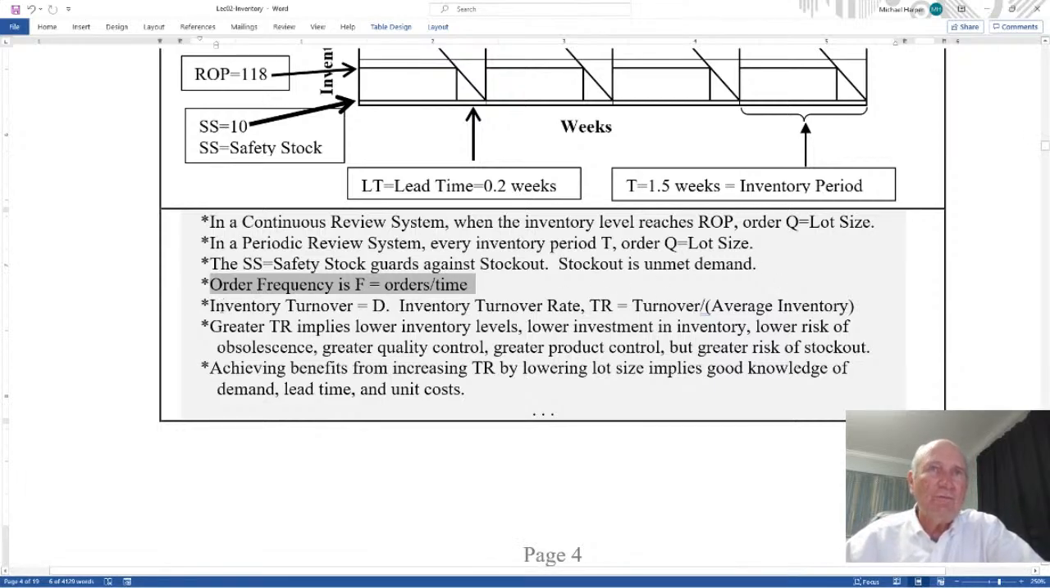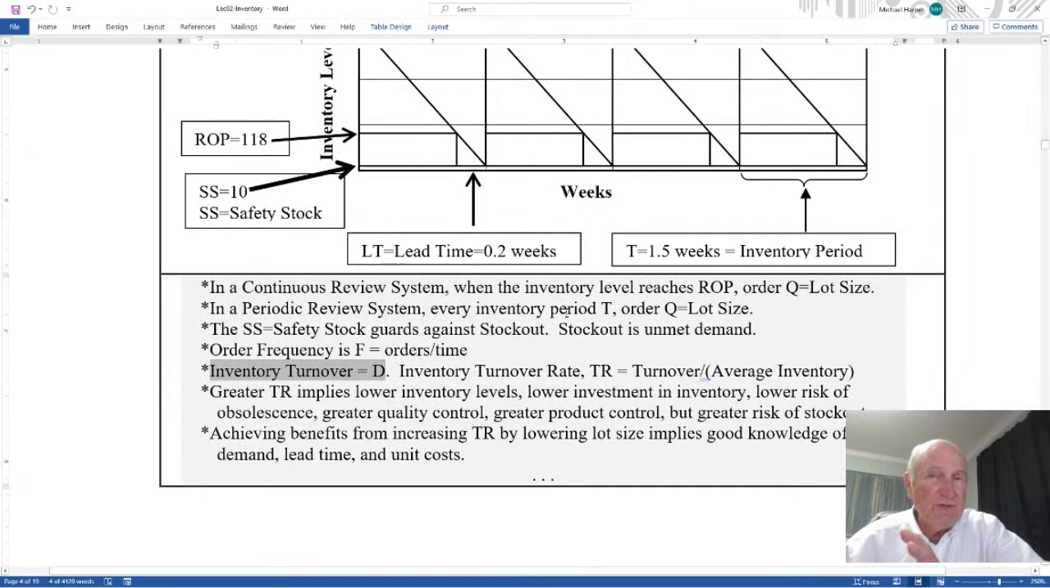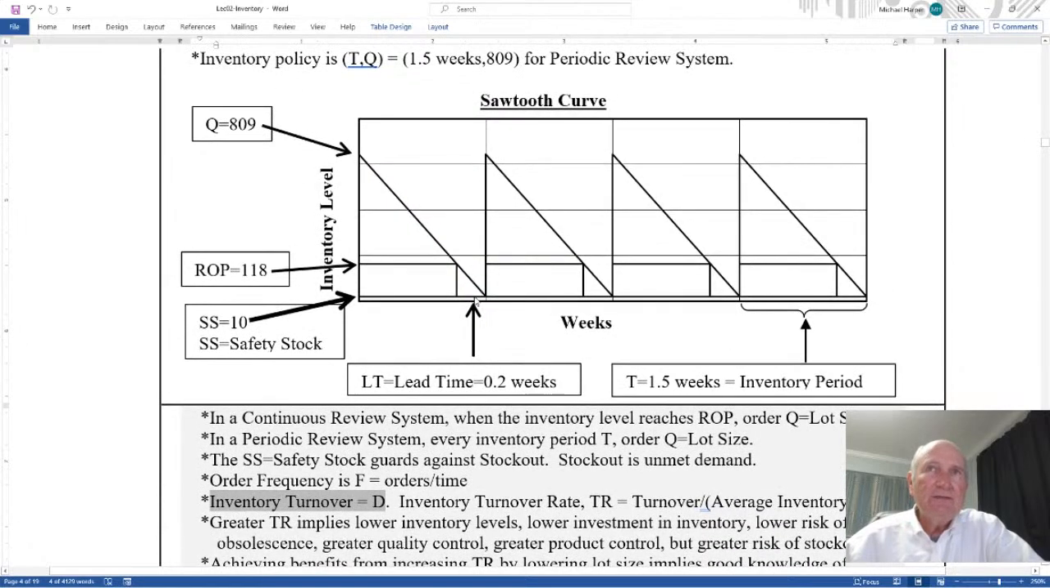Inventory turnover. In this case, it's just your demand rate. So the inventory turnover rate is the turnover demand divided by the average inventory. In other words, the turnover, the way I'm defining it here, which is legitimate, it is a definition. Since there's no negative inventory, the turnover simply says whatever inventory comes in and goes out of my inventory, that's turnover.